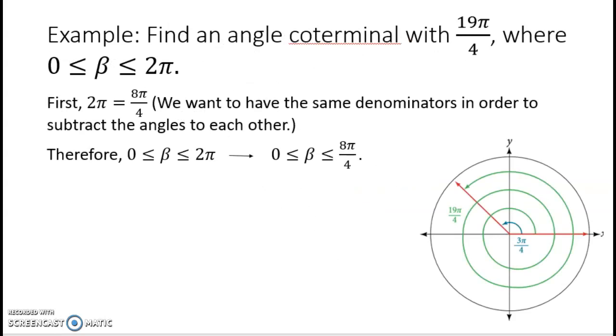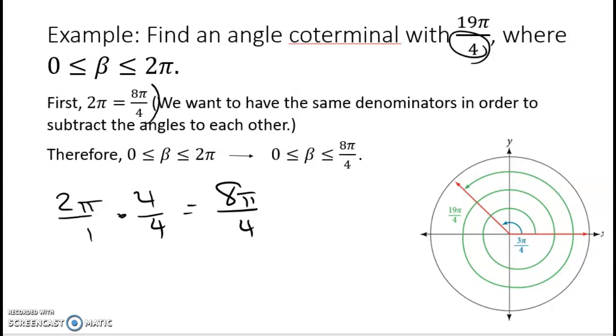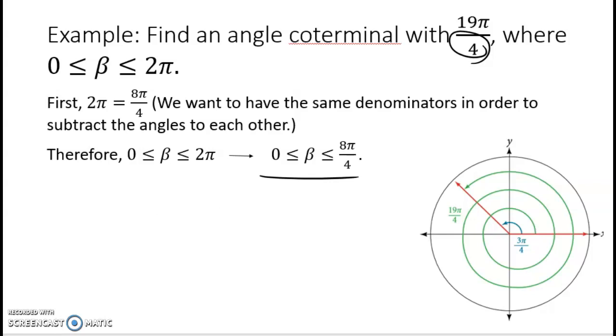Okay, find a coterminal angle with 19 pi over 4 where beta is between 0 and 2 pi. Now first off, we're working with 2 pi, which is the same thing as 360. But I'm looking at a fractional angle, so I'm going to change this 2 pi to a fraction. 2 pi over 1, and I'm going to get the denominators the same. Since this is 4, I'm going to multiply by 4, so it'll be 8 pi over 4. That's where this is coming from. So instead of looking at 0 to 2 pi, we're going to look at 0 to 8 pi over 4.